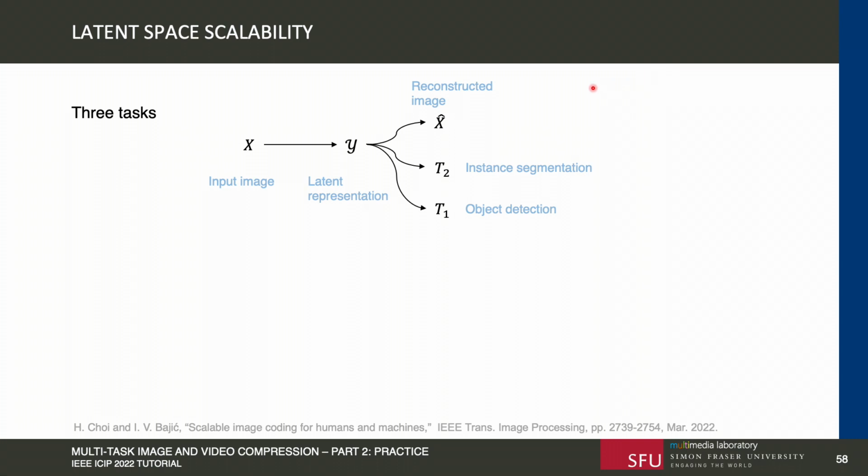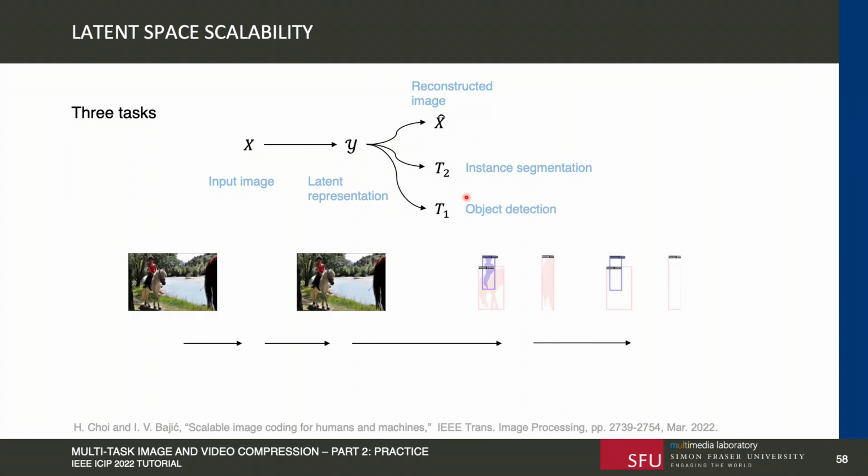So now let's look at the case of three tasks, namely input reconstruction, instance segmentation, and object detection. Looking at these three tasks, we note that basically from an input image, we produce a latent representation Y from which the input image can be decoded. And then once we have a reconstructed input image, we can then run a segmentation model to obtain segmentation masks. And from those, you can obtain detection results just by putting bounding boxes around segmentation masks.